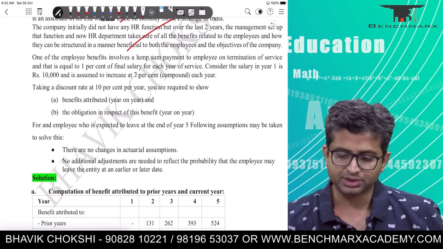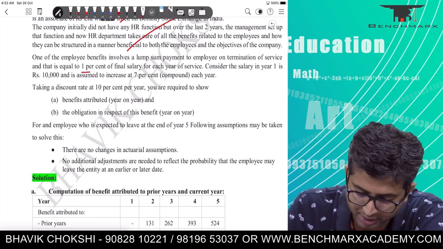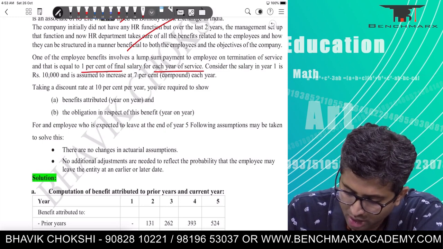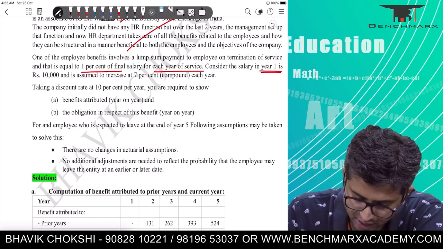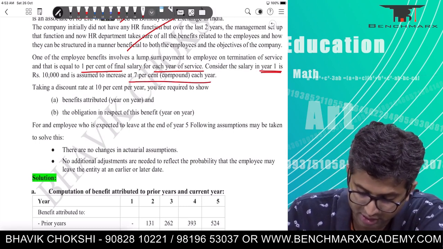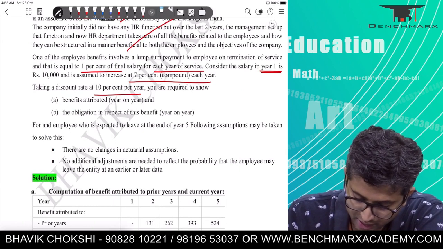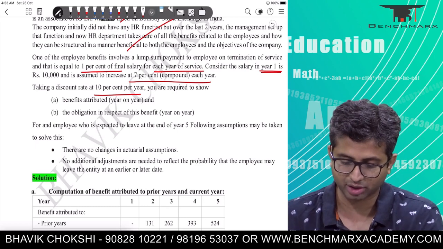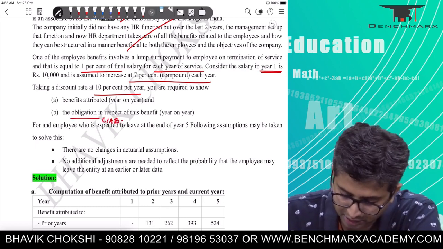One of the employee benefits involved a lump sum payment to the employees on termination of service that is equal to 1% of the final salary for each year of service. Consider salary in the first year is 10,000. It is assumed to increase at 7% compounded. Taking a 10% discount rate, you are required to show the benefits attributable each year and the obligations in respect of the benefits each year. Obligations would mean the liability.